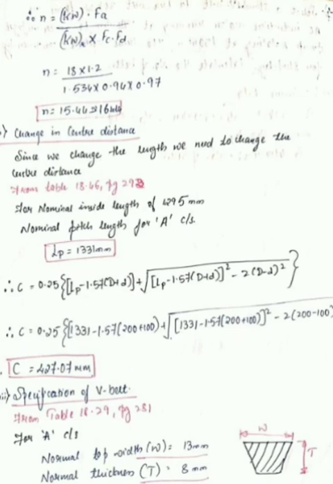Now lastly, referring table 18.29, page number 281, these are the dimensions of V belt we got: 13 mm and 8 mm.